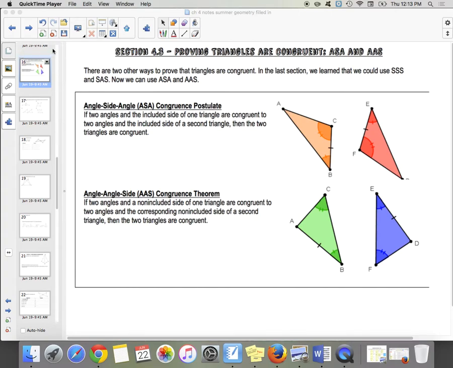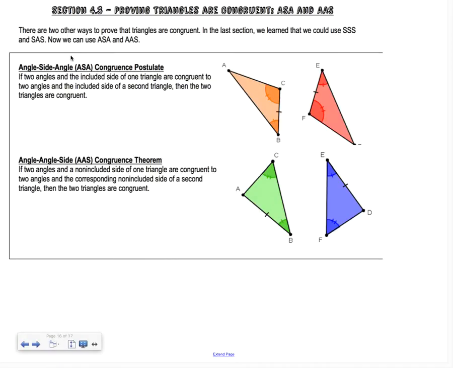The order that we say these words is important, because angle, angle, side and angle, side, angle both have two angles, but the order that we put them in matters. The first one is angle, side, angle. It says if you have two angles and the side that's between them, and we had the same two angles and that same side between them being congruent, then we can say those two triangles have to be exactly the same size. They have to be congruent triangles.